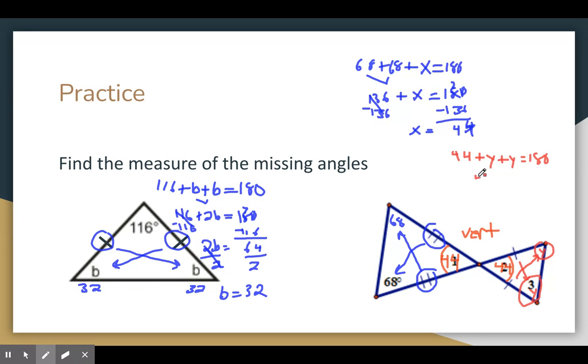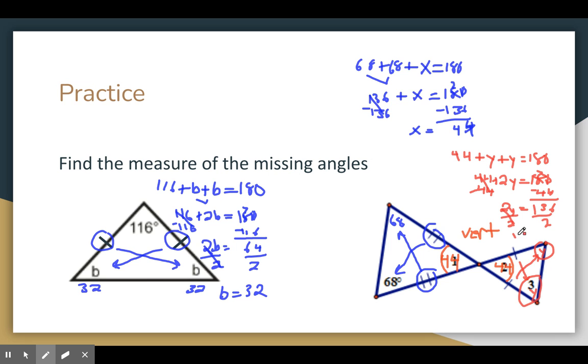Combined like terms, now we have 44 plus 2y equals 180. Subtract 44 from both sides. We end up with 2y equals 180 minus 44. Borrow: 10 minus 4 gives you 6, 7 minus 4 gives you 3, 1 minus nothing gives you 1. So 2y equals 136. Divide by 2, divide by 2.